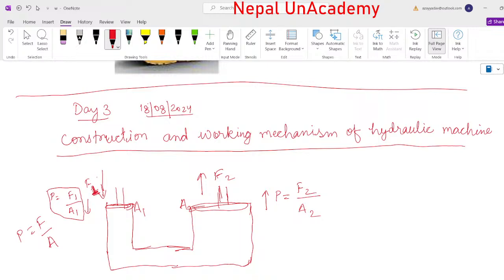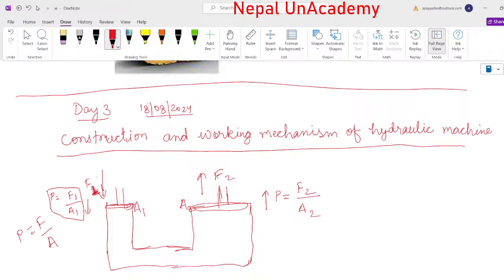Now in a hydraulic machine, conditions are created for Pascal's law to apply. So what does Pascal's law tell? Pascal's law tells that when a force is applied in a closed vessel, then the pressure is distributed equally and uniformly, normal to the wall of the closed vessel.